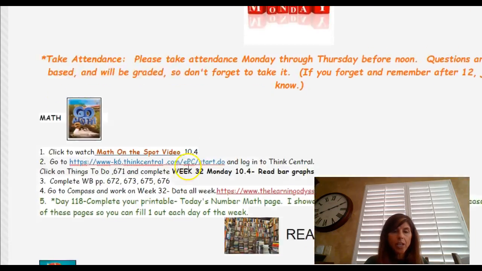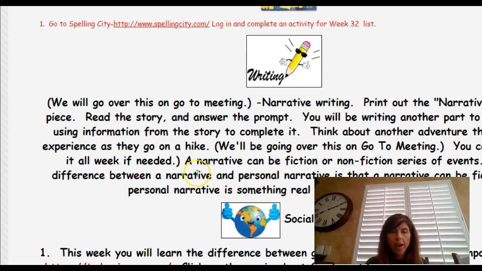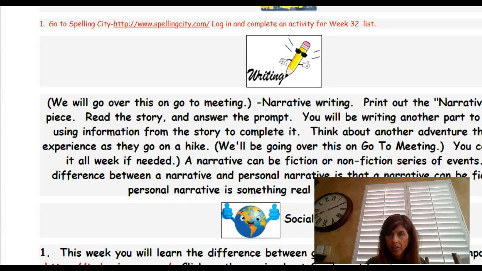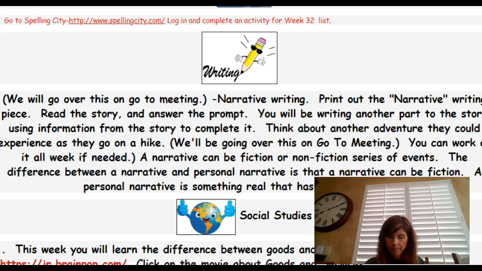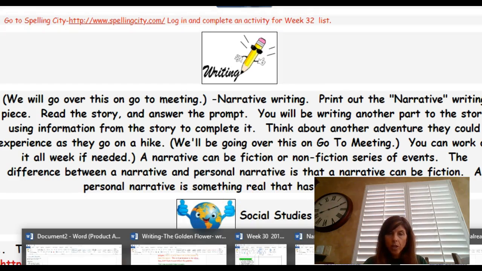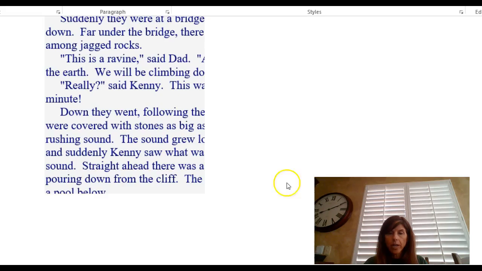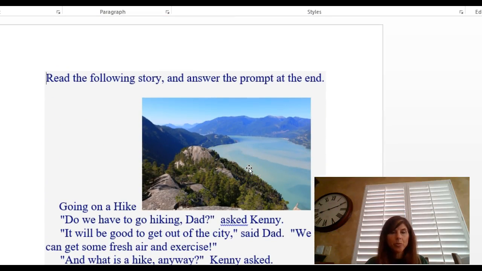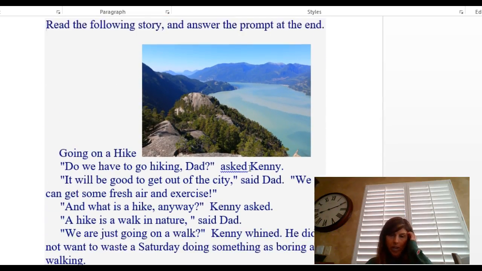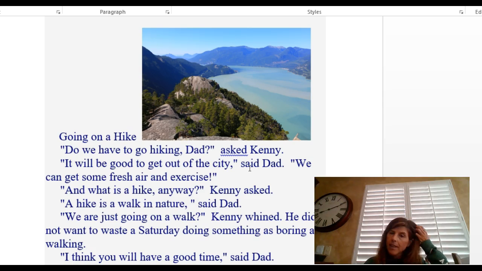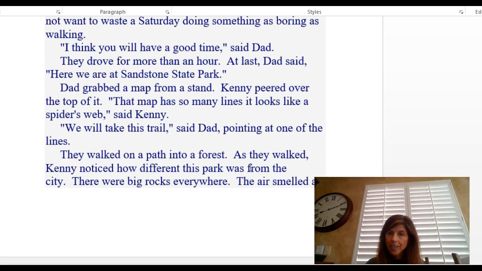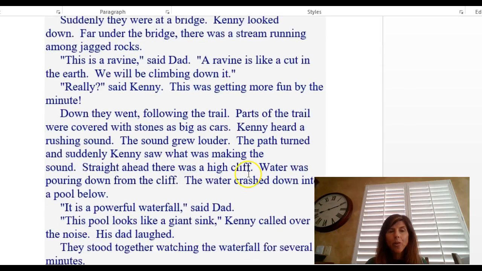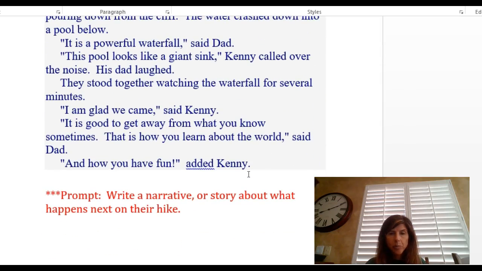So today you are going to be reading a story, and then you're going to finish that story. You've actually read this story before, and I want you to read it again. It was about going on a hike, how Kenny and his dad went on a hike. Read the story before you write the next part.